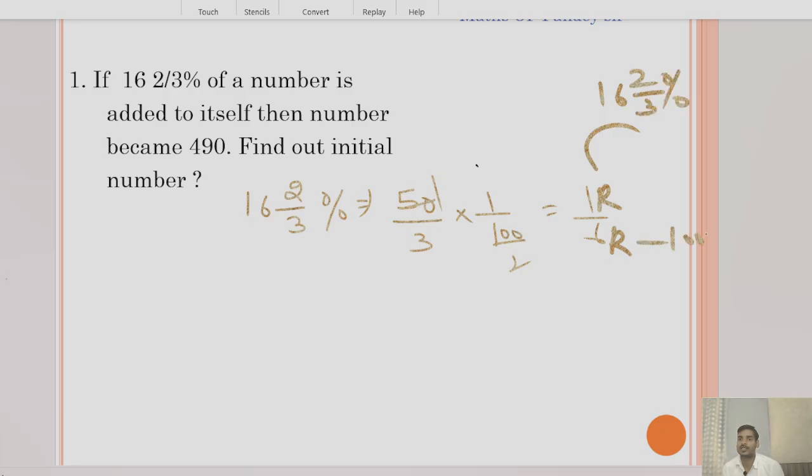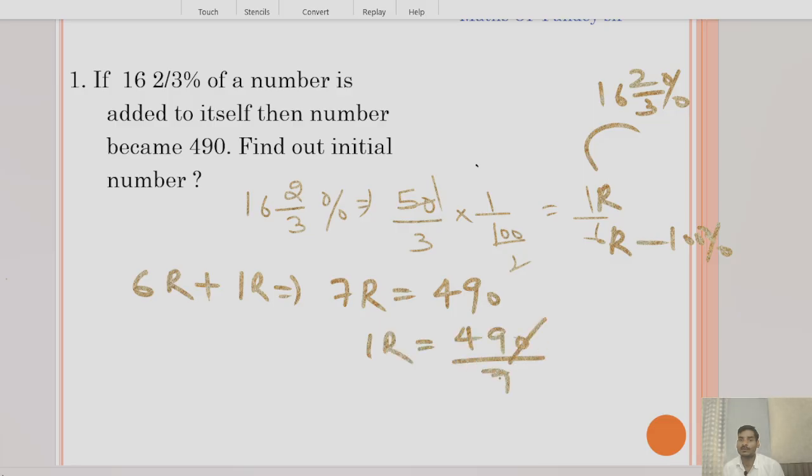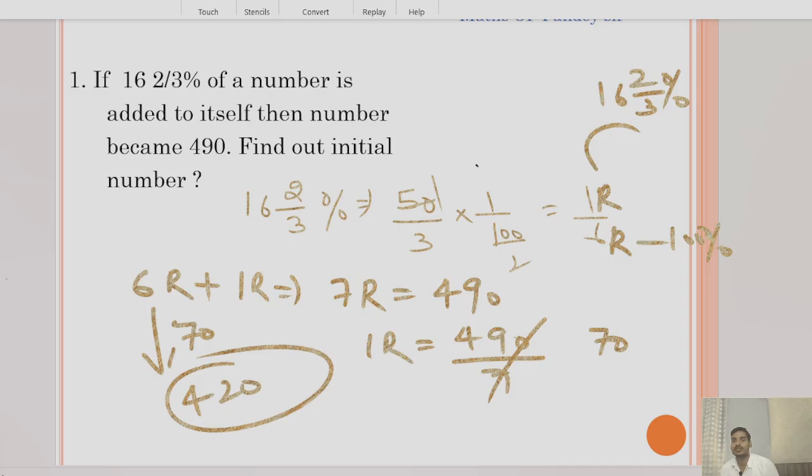This is 100%. Clear? So according to the question, 16 2/3% of a number is added to itself, then the number becomes 490. So 6 ratio is the original number and 1 ratio is added. So this becomes 7 ratio and according to the question this becomes 490. So 1 ratio is 490 divided by 7, which is 70, and this is the original value. So multiply by 6, we get 420. 420 is the correct answer for this question.